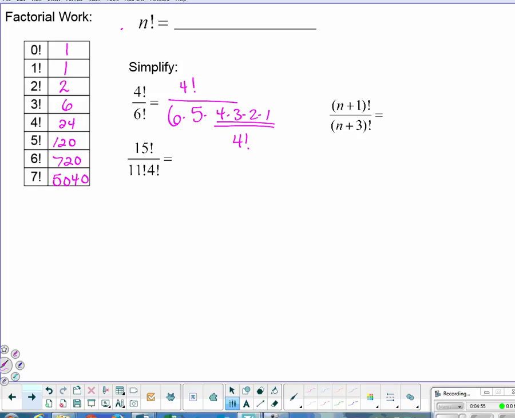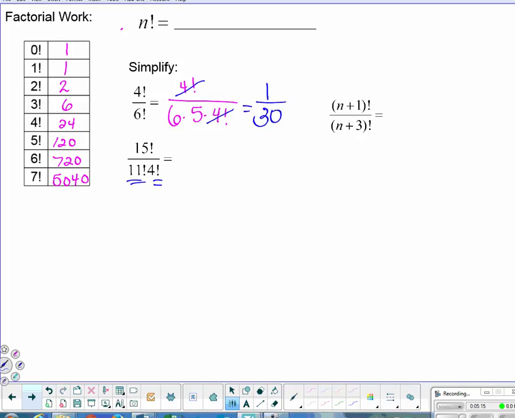Well, I could replace it with 4 factorial, and that is a big advantage on this particular problem. You stop once you get to 4 factorial because then it can cancel with the 4 factorial on top. That gives me 1 over 30. Nice. Let's look at 15 factorial divided by 11 factorial, 4 factorial.